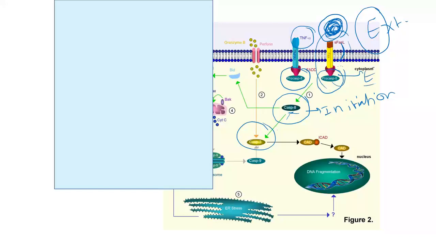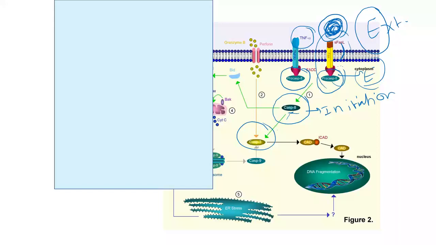Here it is, 8. How can I remember 8 from 9? Remember, this is the extrinsic pathway, and extrinsic pathway starts with E, and 8 starts with E. So E with E, 8 with extrinsic pathway. This will be much easier.